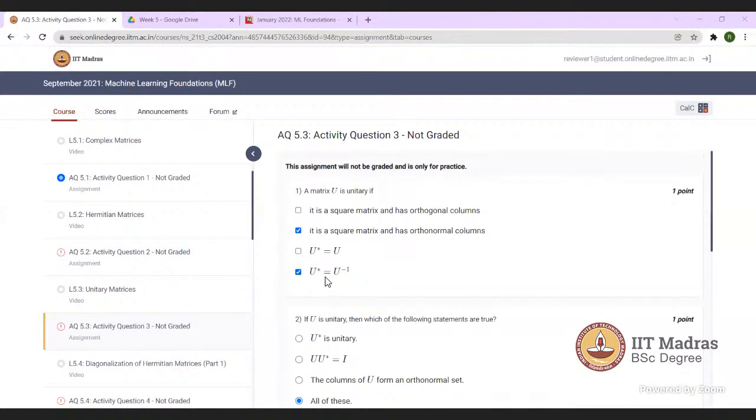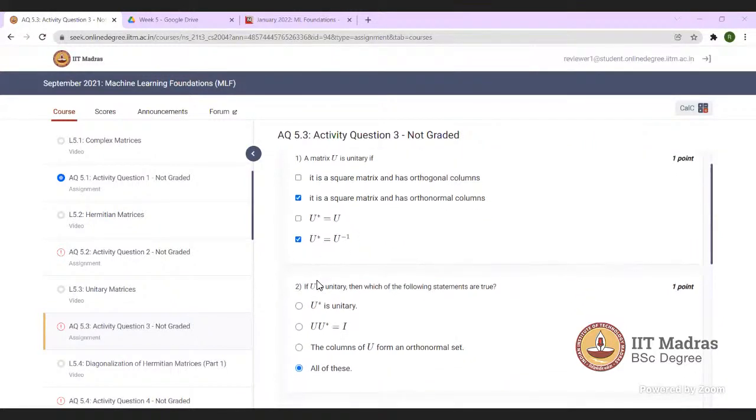And this U star equals U inverse, that is evident, right? Because by definition, if U star into U equals I, then only it will be called a unitary matrix, which means that U star equals U inverse. Hope that part is okay. All right.